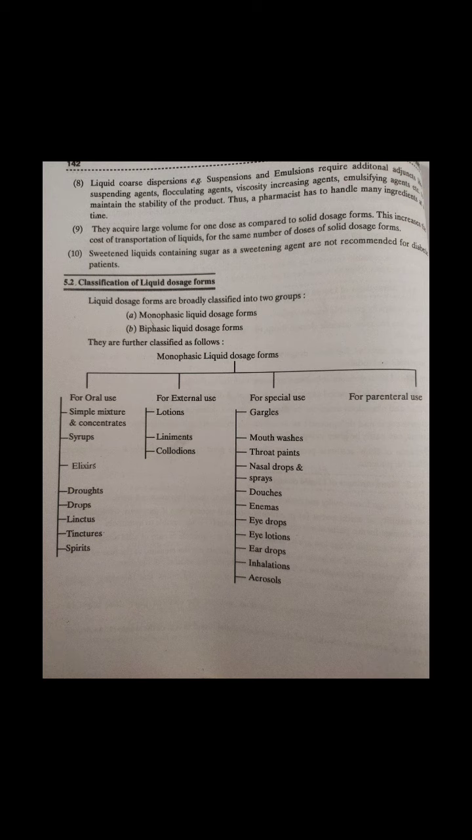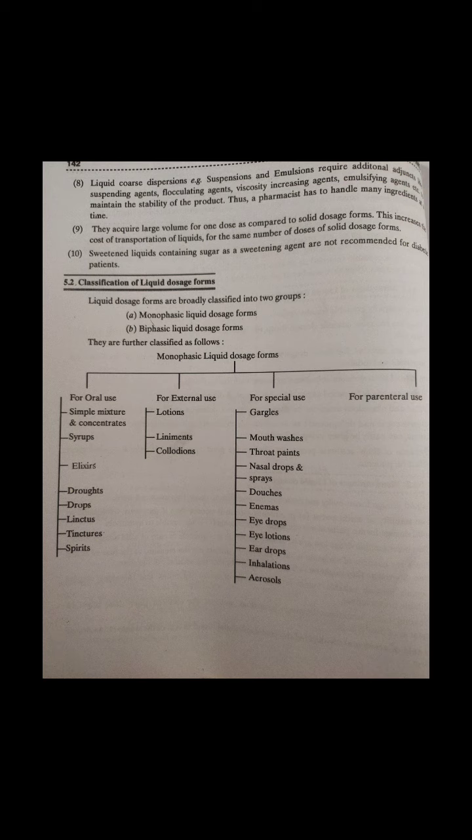So next is enemas. Enemas are solutions or suspensions intended for introduction into the rectum or colon to cause evacuation or to bring about a local or systemic therapeutic action. Sometimes they are used for diagnostic purposes, that is, X-ray examination of the lower bowel. Patients require pharmacist help to take such types of medications.